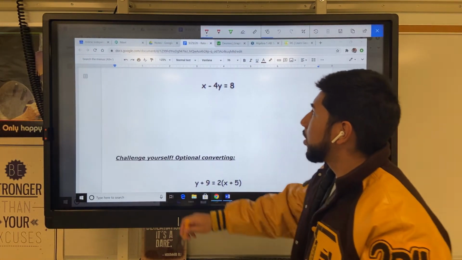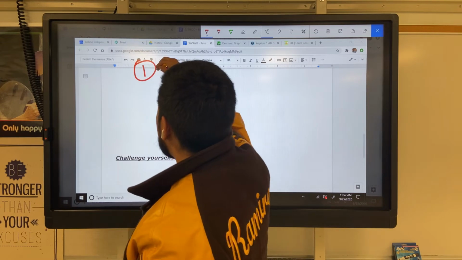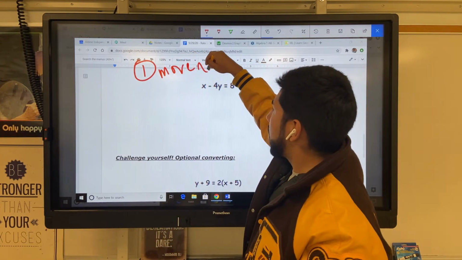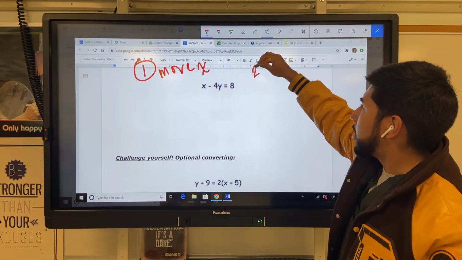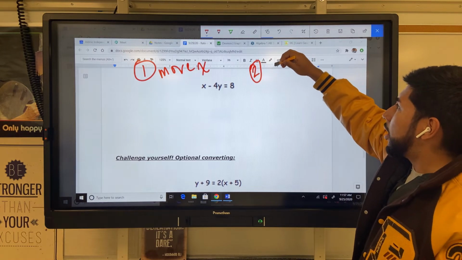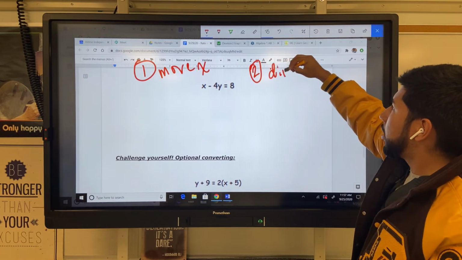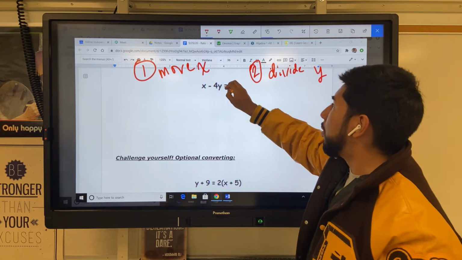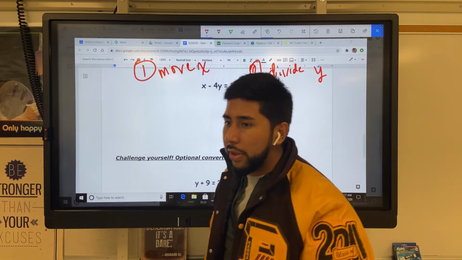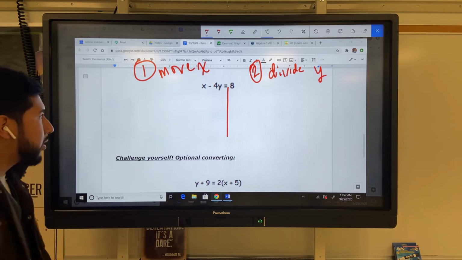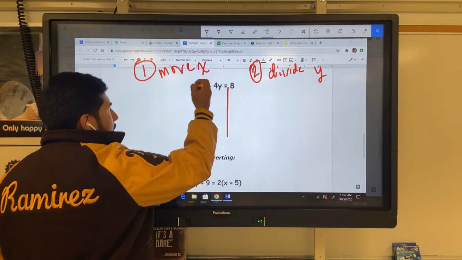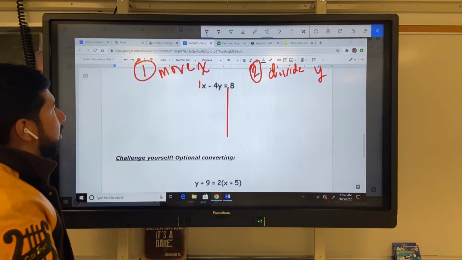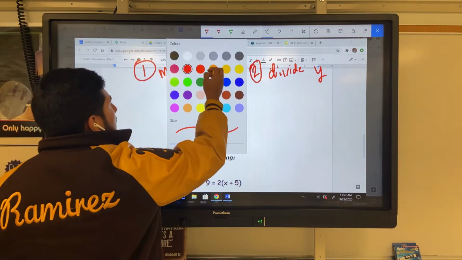Uh-oh. Remember step 1, move your x. Step 2, divide your y. Before we move that x, what's the number in front of that x? Imaginary 1. Now we can go ahead and do the beautiful work.